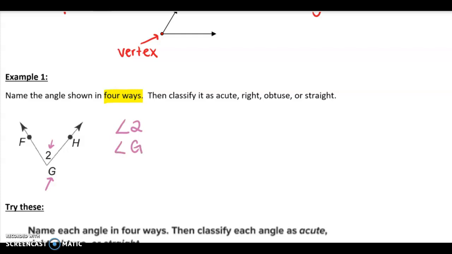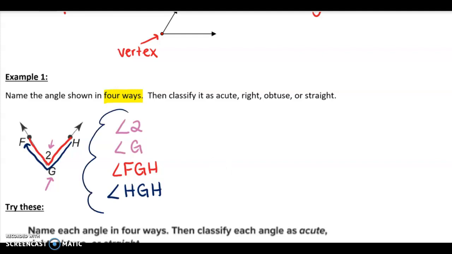The other way is you can use the 3 letters. So if I start at F, then go to G, and then go to H, that's angle FGH. And then I can go the other way. I can start at H, go to G, then end at F. So that would be angle HGF. And yes, you do need to have that angle symbol, which almost looks like a sideways V, before all of your labeling. So those are the 4 ways.